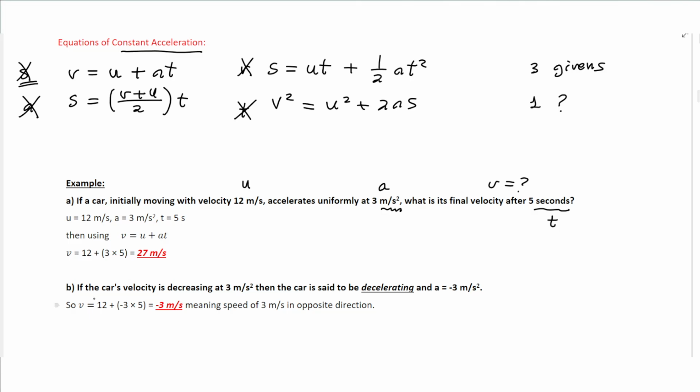Another example, if the car's velocity is decreasing at 3 meters per second squared, we say that the acceleration equals negative 3. The car is said to be decelerating at negative 3 meters per second squared, okay? And you still have the initial velocity, the acceleration, and the final velocity is required. You use the same equation. So according to the givens, you must look for 3 givens in the sentence. If it says that you started from rest, the initial velocity is 0, u equals 0. If it said that the car stops, the object stops after some time, stops means that the final velocity is 0.